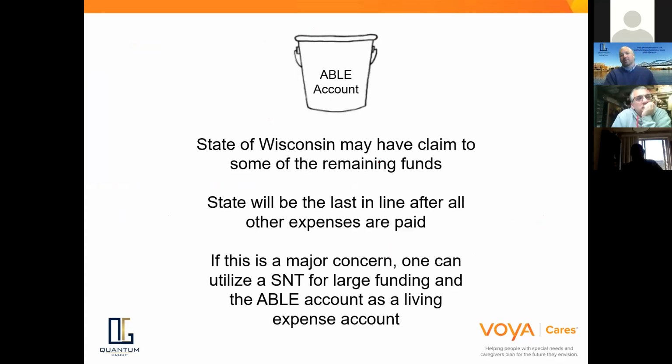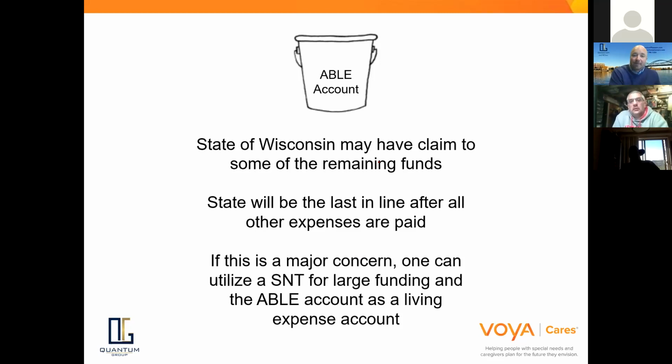So, to review, the state of Wisconsin may have claim to some of the remaining funds. It's very similar to a grandmother or grandfather on Medicaid passing away in an elder care situation in a nursing home. In this case, the state with an ABLE account will be last in line. And if this does become a major concern, there are planning pieces with trusts that can handle the larger funding. If your family has a larger amount of money, there are other tools we can use in addition to an ABLE account that can be a pretty good situation.